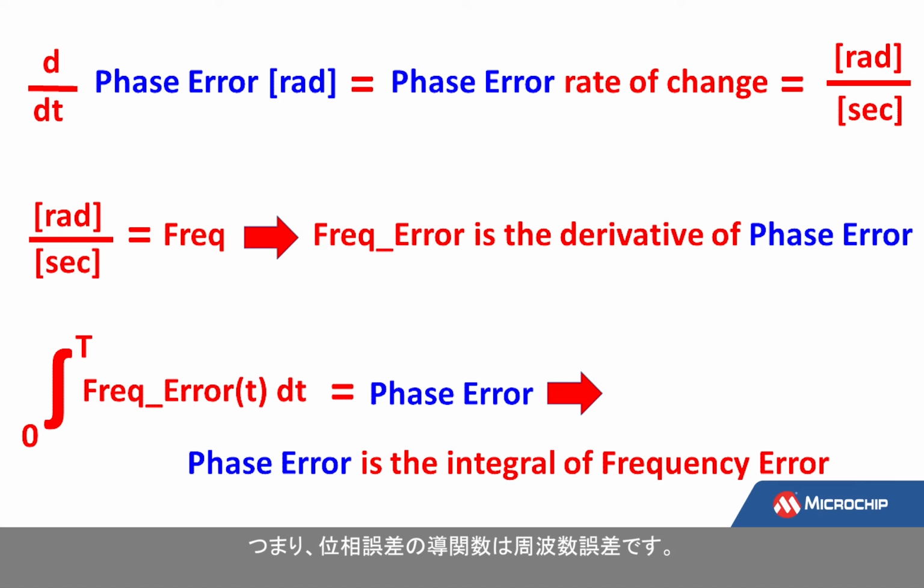So here's the takeaway. The derivative of phase error is frequency error. The integral of frequency error over a period of time is the phase error that has accumulated over that period of time.